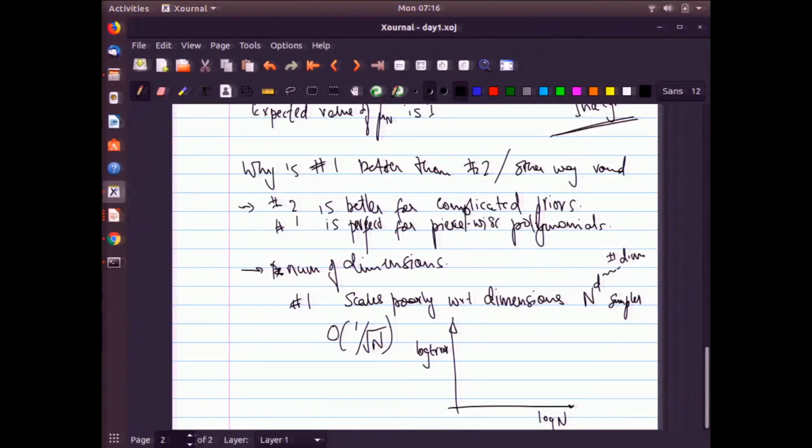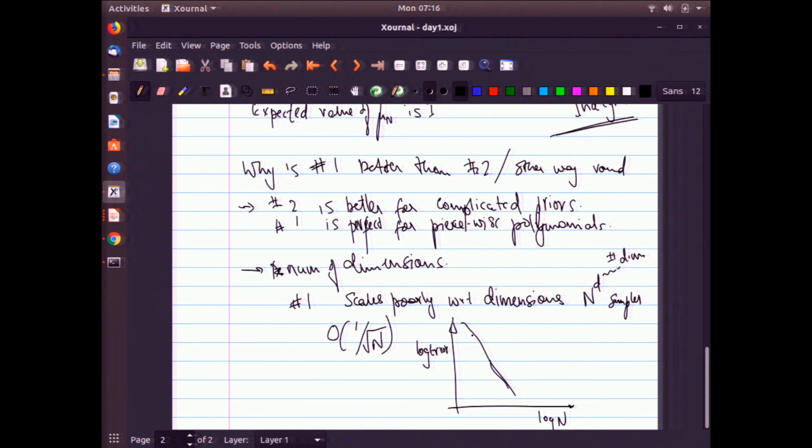Log error is the number of samples, that is the error, right? If I plot error against log n, what do you expect? You will get a straight line. Oops, so maybe that's not a straight line. Anyway, that's a straight line for now, right? So you will get this behavior.